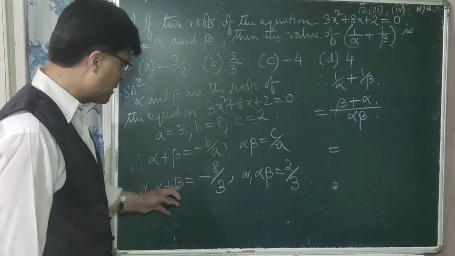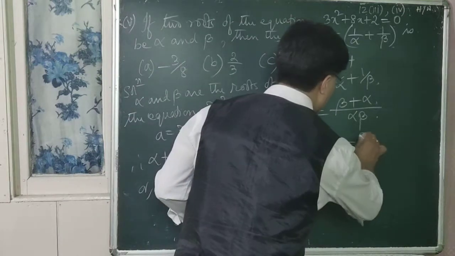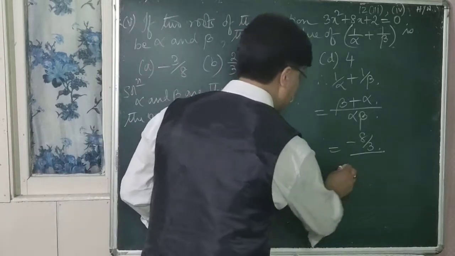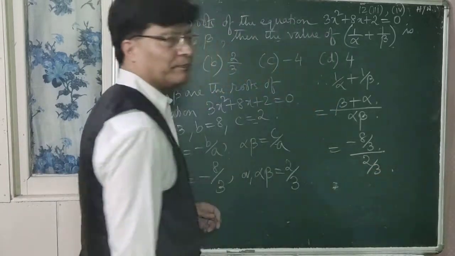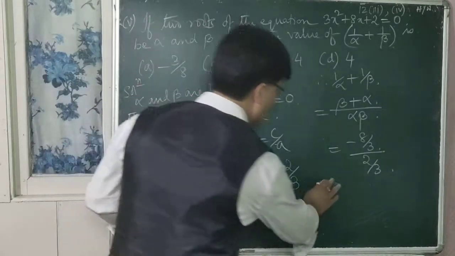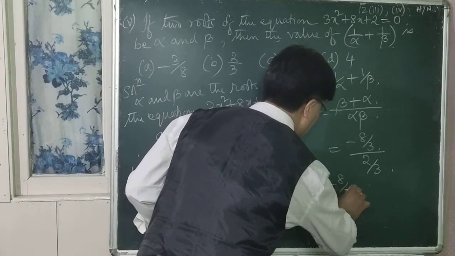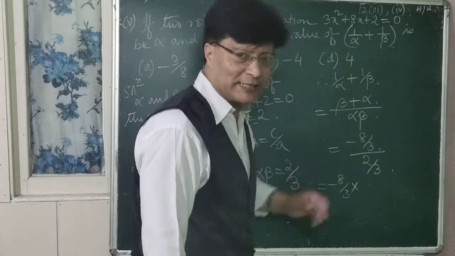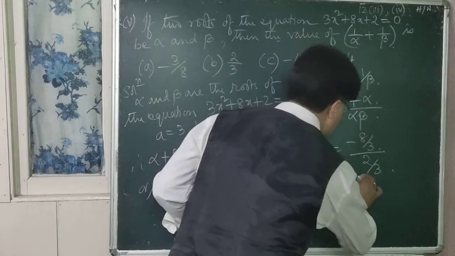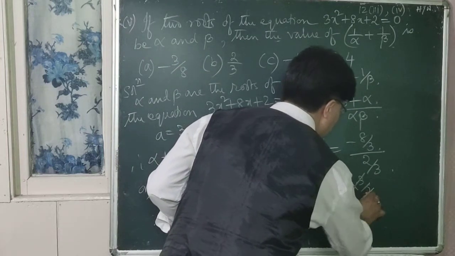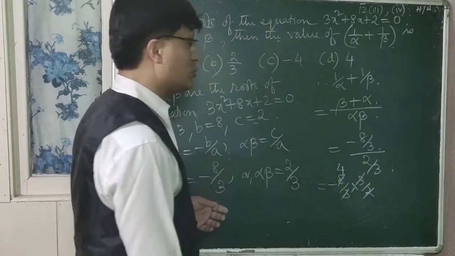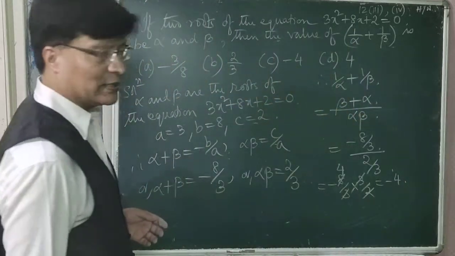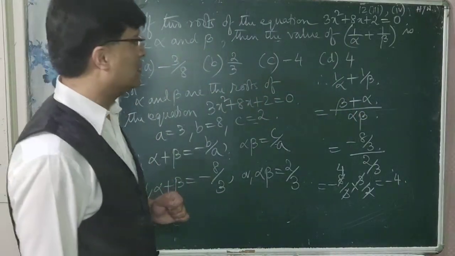What was the value for alpha plus beta? It is minus 8 by 3. Write down minus 8 by 3. And what is the value for alpha beta? It is 2 by 3. Now let us simplify it, which is equal to minus 8 by 3 into, when this denominator goes up to the numerator, it becomes upside down, 3 by 2. 3 gets cancelled. 2 1s are 2, 2 4s are 8, which is equal to minus 4. Right? So minus 4 is the answer.